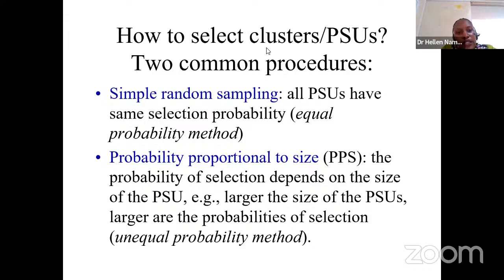Let me check in the chat. Are we still on the same page? PPS sampling, we are going to look at that. All right. Okay.